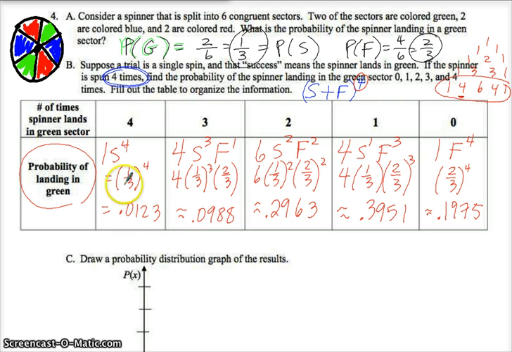Okay, so what does that mean? That means to get 4 greens in a row, that's only about a 1% chance, right? If you move the decimal place 2 times to the right, it's only a 1% chance. To get 3 greens, then you would have a 10% chance approximately. To get 2 greens, it would be about a 30% chance. To get 1 green, it would be about a 40% chance. And to get no greens, it would be about a 20% chance. So sorry, 10%, 30%, 40%, and then a 20% chance here.